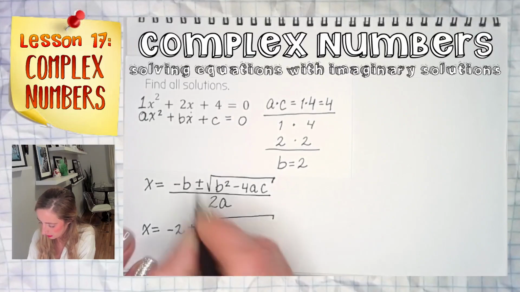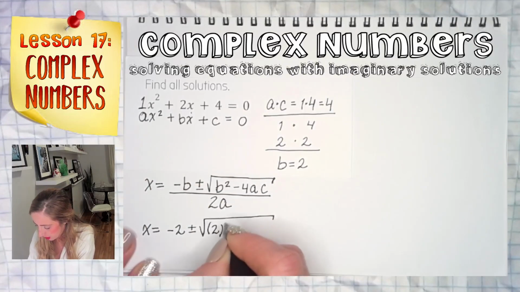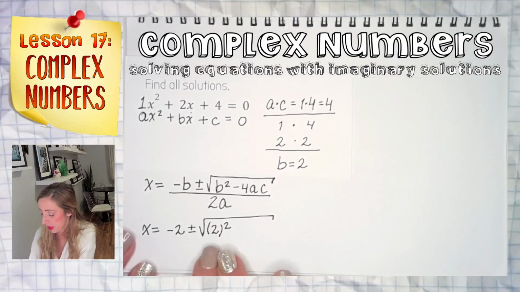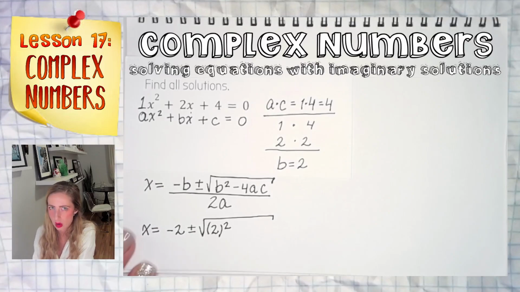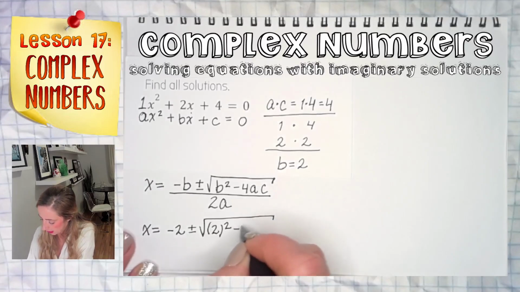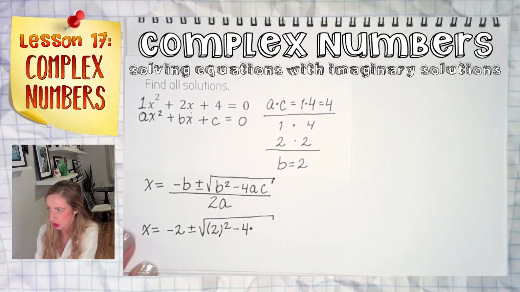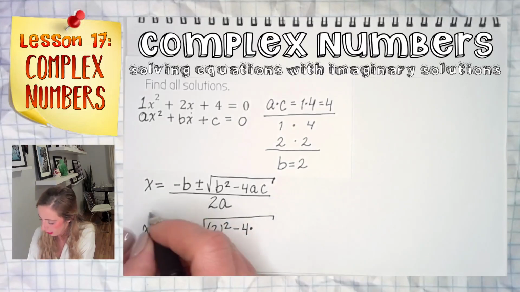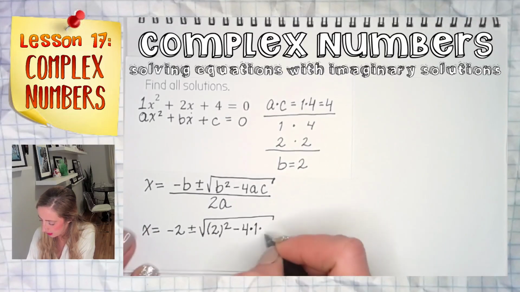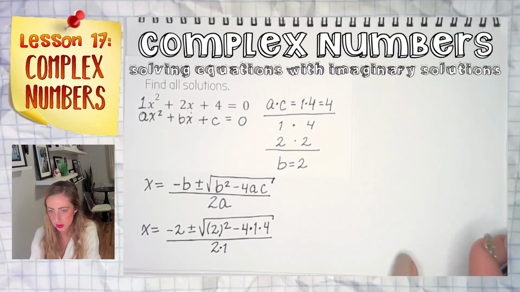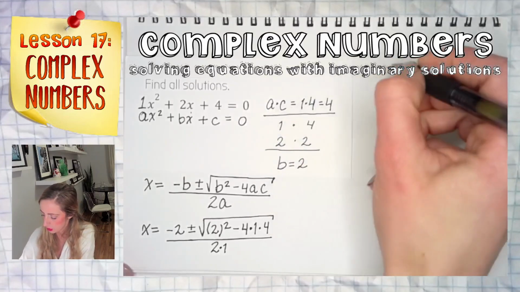B squared, the b is positive 2 in this case. Even if it were a negative 2, it wouldn't really change anything at that part, because both 2 squared and negative 2 squared are 4. Negative 4 times a times c. Now, I don't have dots here for multiplication. You want to put dots? You want to put parentheses? Go nuts. They all mean the same thing. Don't get weird. A is 1 and c is 4, all over 2a, which is 2 times 1. It's a little squashed, sorry about that.